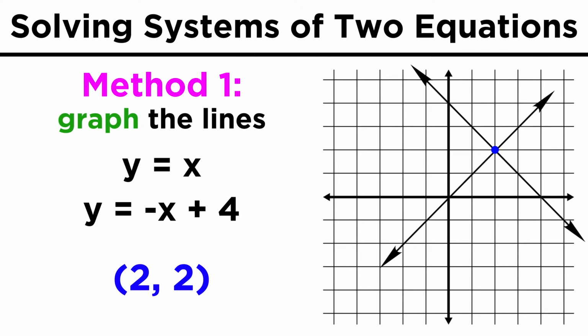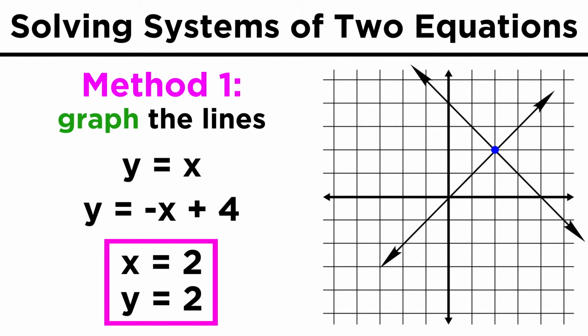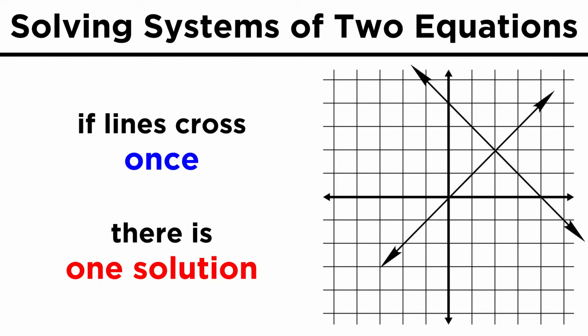We can find this solution graphically if our graphs are very neat and tidy, or if we are using a graphing calculator, because as long as the graph is accurate, we can just observe that the lines cross at the point (2, 2), and therefore x equals 2 and y equals 2 represents the solution to this system of linear equations.